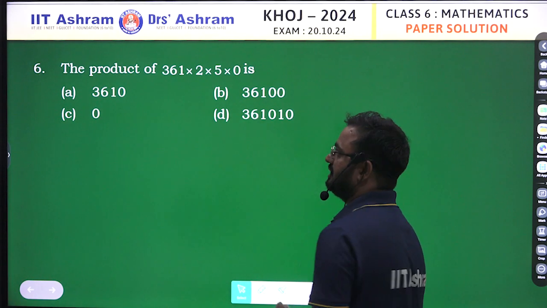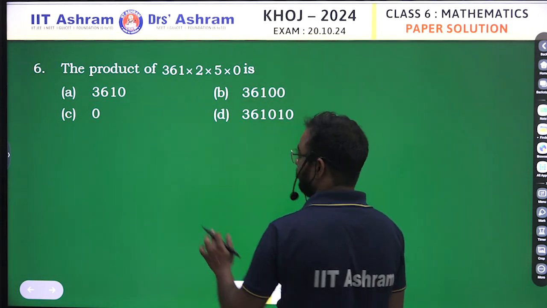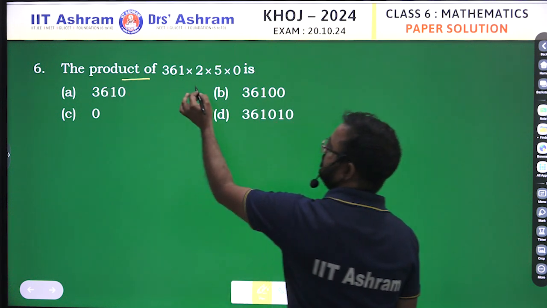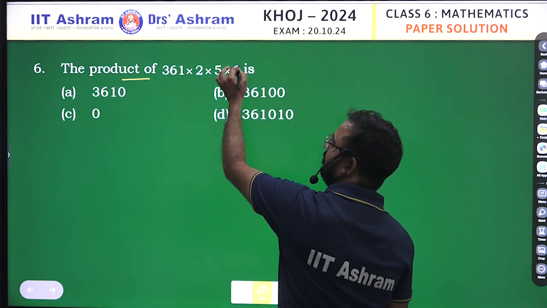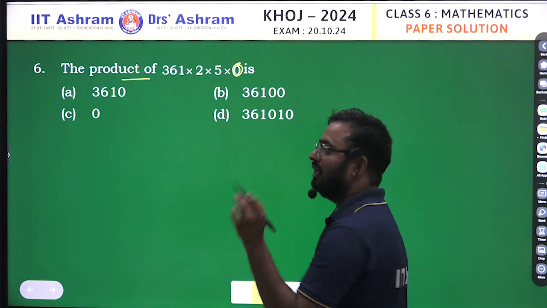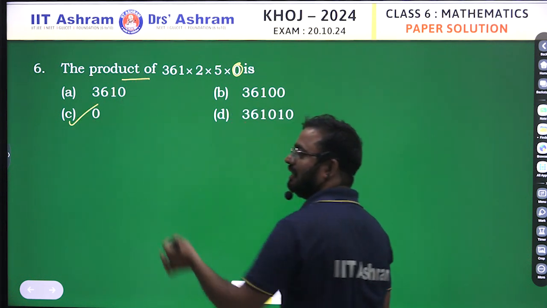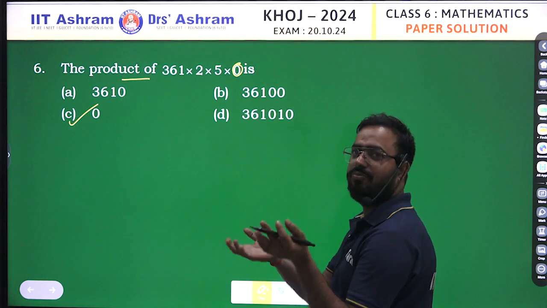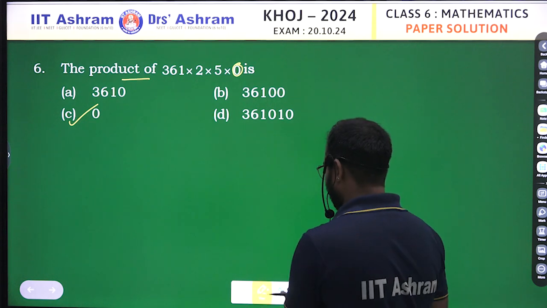Next, question number 6. Product of 361 into 2 into 5 into 0. 0 है, 0 सबको ले डूबेगा. So option number C is the right answer. Answer is 0 because 0 multiplied by any number is 0.